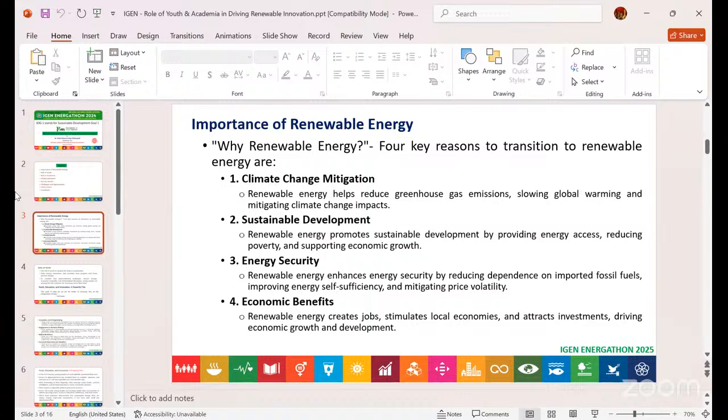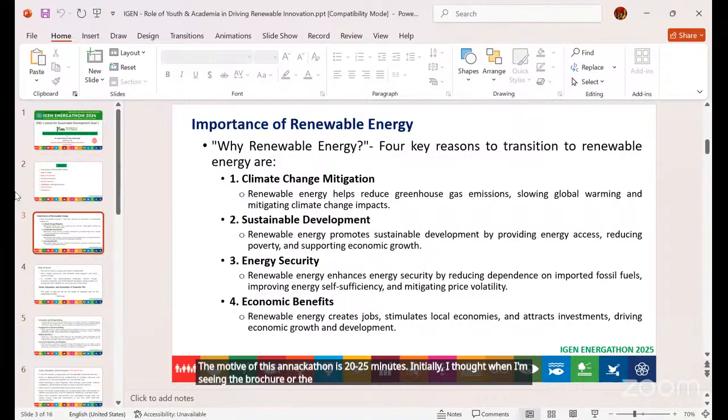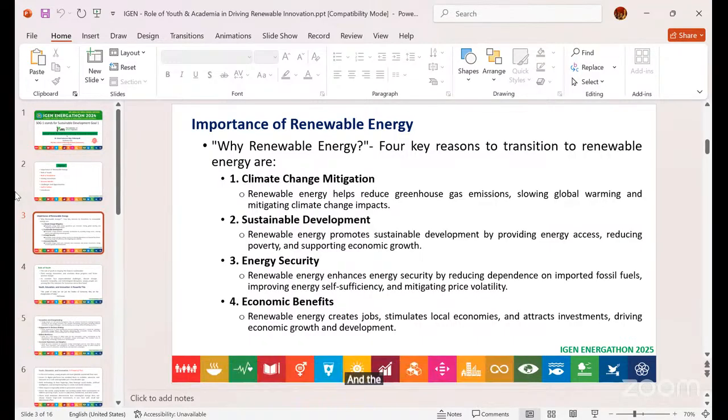The importance of renewable energy. Exactly what is to be known: the motto of this ENERGATHON is 20-25 minutes. Initially, when I saw the poster brochure, I thought it was 20-25 years. Later, in depth, I verified the website and the links shared by Fariza ma'am and Ramesh sir in the groups, and some other participants' groups also. Then I went through each part, and after seeing all 17 sustainable goals, I came to know about renewable energy. Why? What is the purpose?